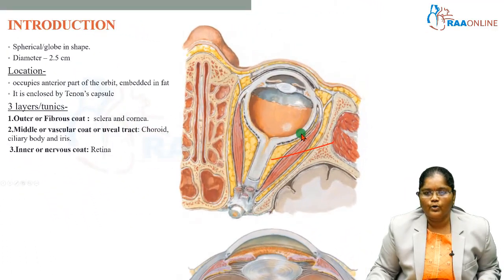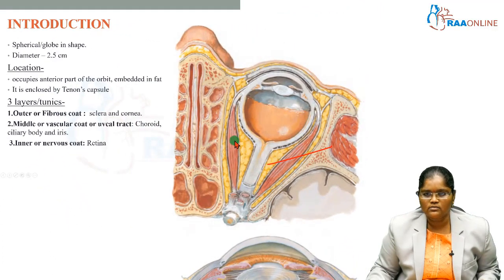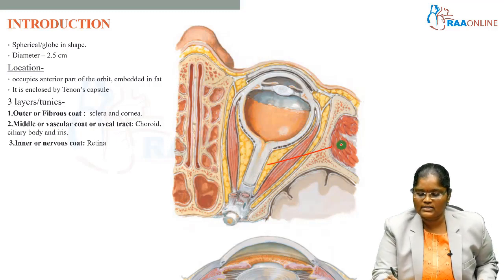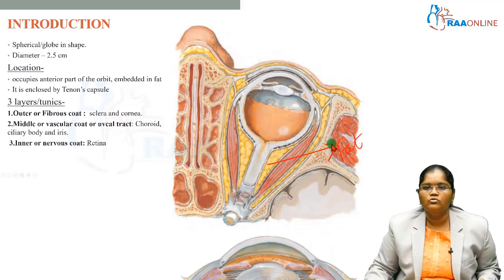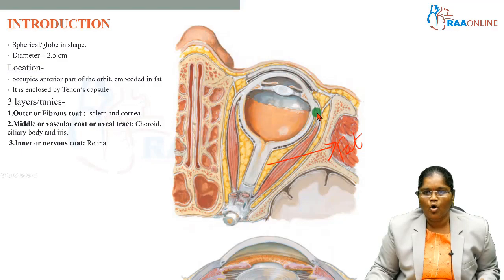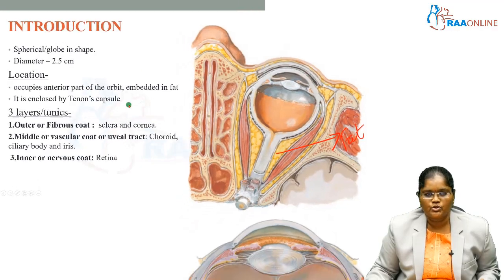It is located within the orbit. The whole thing is the orbit. So it occupies the anterior part of the orbit and it is embedded in fat. Here you can see a yellow structure, that is the fat, and that gives a cushion to the eyeball. It is enclosed within a sheath called Tenon's capsule.